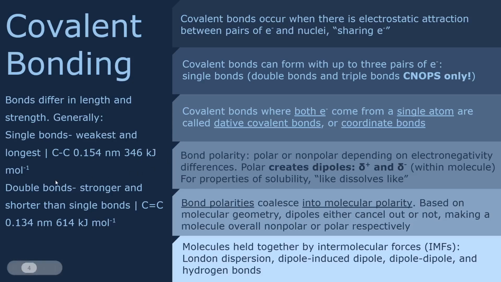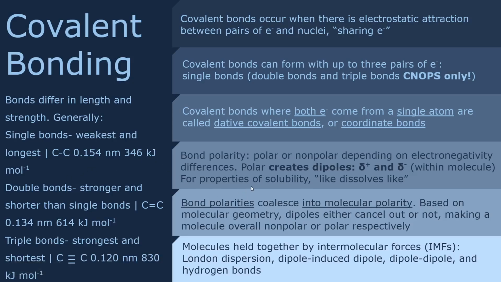Double bonds are stronger and shorter than single bonds. You can see the difference here, where the bond length is shorter and the strength is higher. And triple bonds are going to be the strongest and the shortest. Obviously 0.12, a lot smaller than 0.134 or 0.154, and has the highest bond enthalpy sitting at 830 kilojoules per mole.